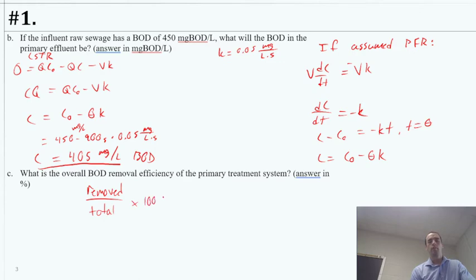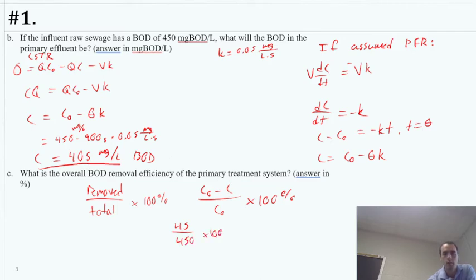times 100%. So the fraction removed would be the removal efficiency. So that would be C naught minus C will give us the portion that was removed, divided by C naught times 100%. Okay, so that'll be essentially 45 over 450 times 100%. And we can see that's going to give us essentially 10% was removed. Any questions, issues?